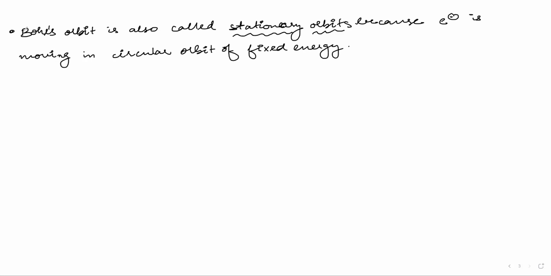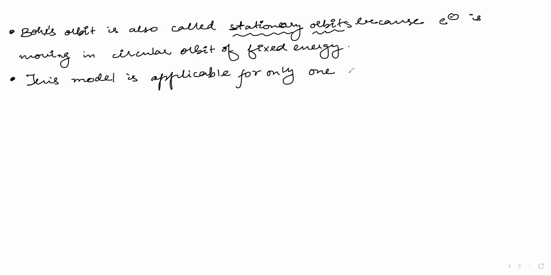Okay, so this can also come in your assertion reason question type. Every point is important. Now this is the limitation also, but you can write it here. This model is applicable for only one electron system. Okay, one electron system.